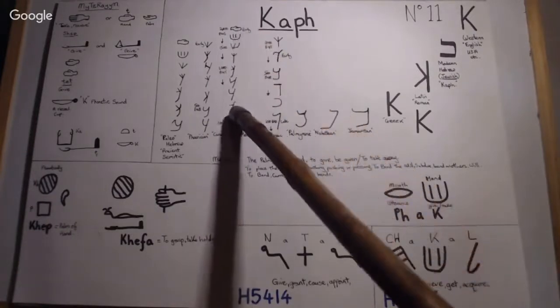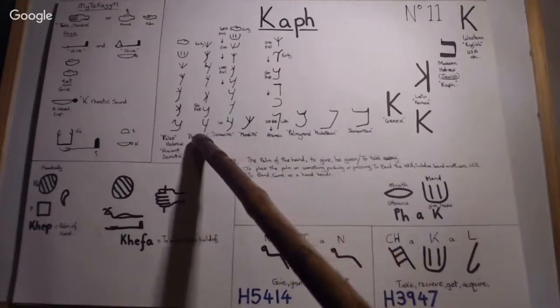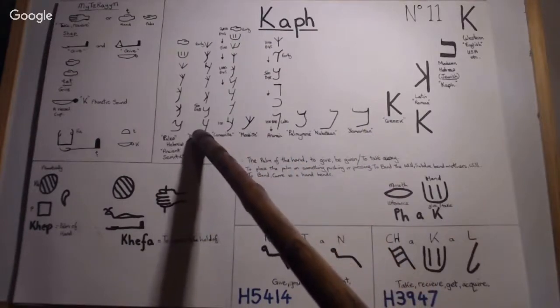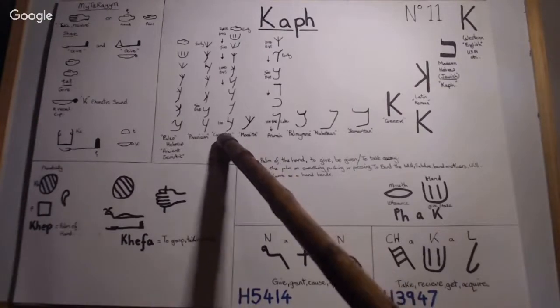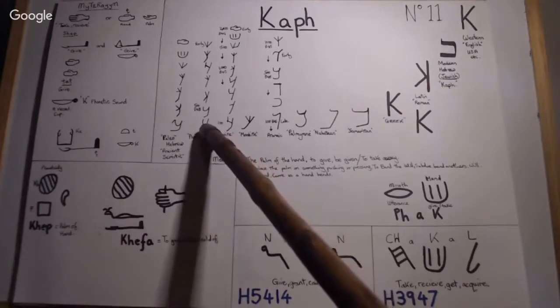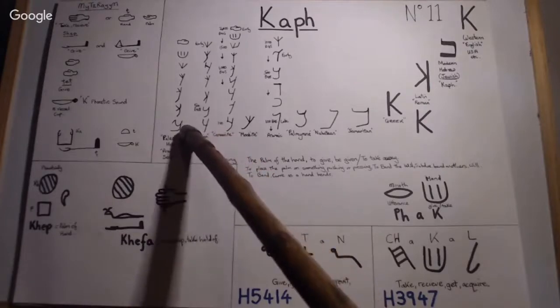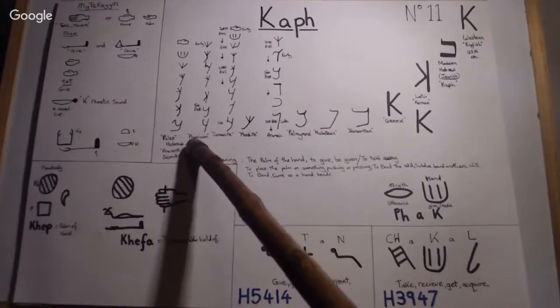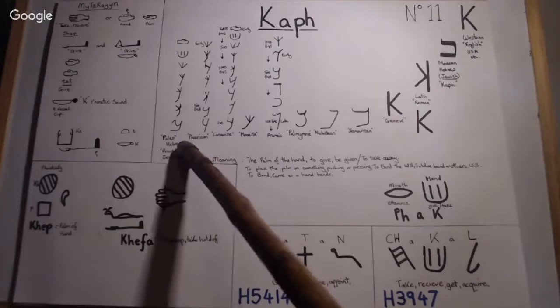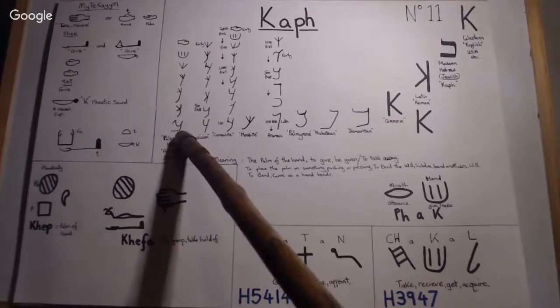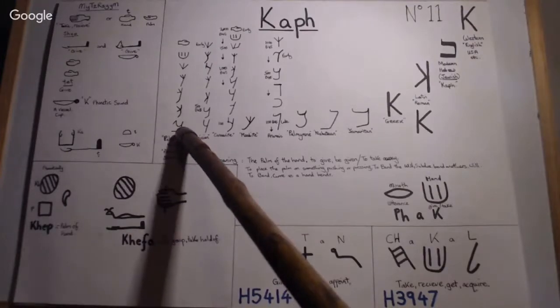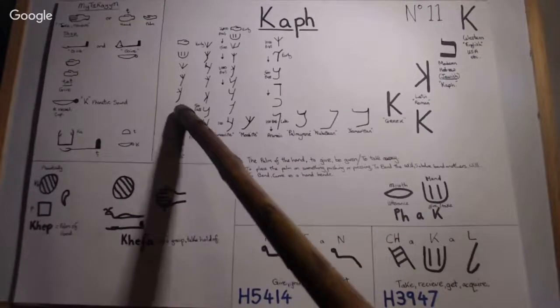So that's the Canaanite one. The Phoenician again is very similar to the Moabite and the Canaanite versions. And moving over to the left, we have the ancient Semitic Paleo-Hebrew timeline of how the letter changes through time.